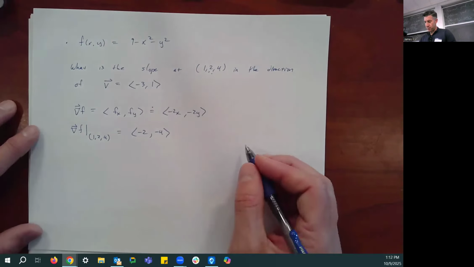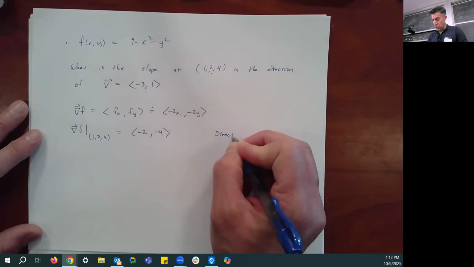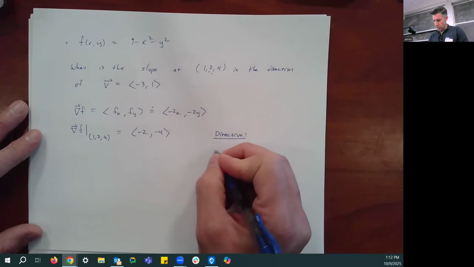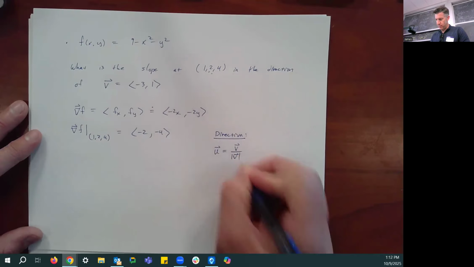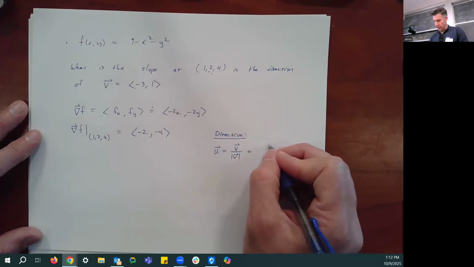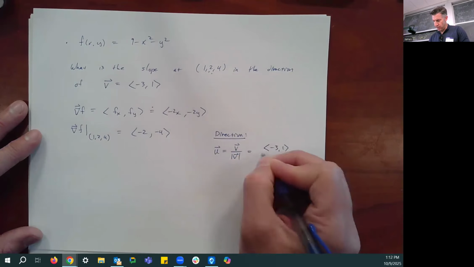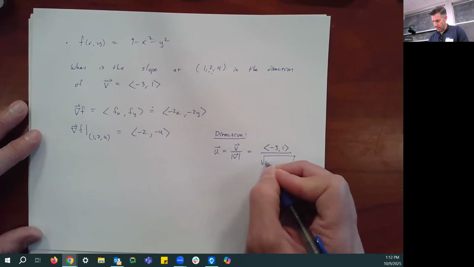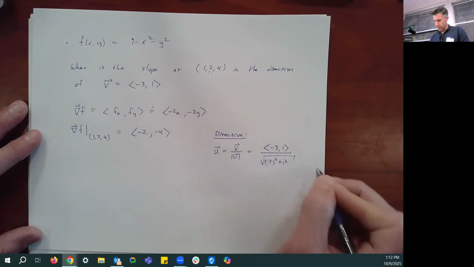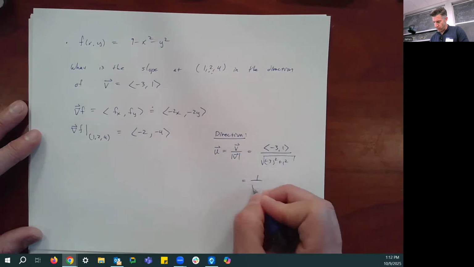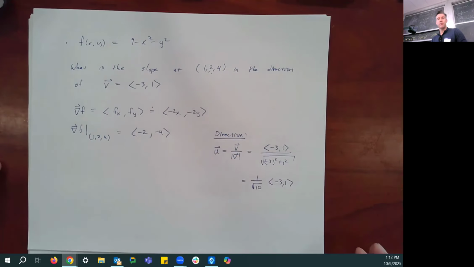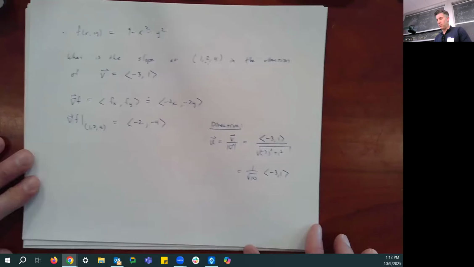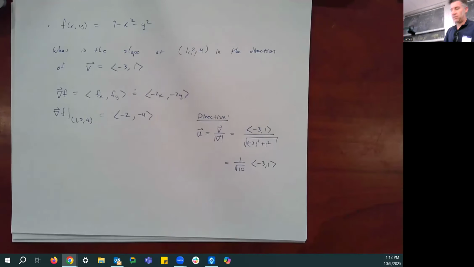So then our direction as a unit vector is going to be u equal to the vector v divided by its own magnitude. So in this case, that's going to be the vector v, -3, 1 divided by the square root of -3 squared plus 1 squared. Or in other words, 1 over root 10 times the vector -3, 1. Apologies for the screen. I'm always happy to clarify something.